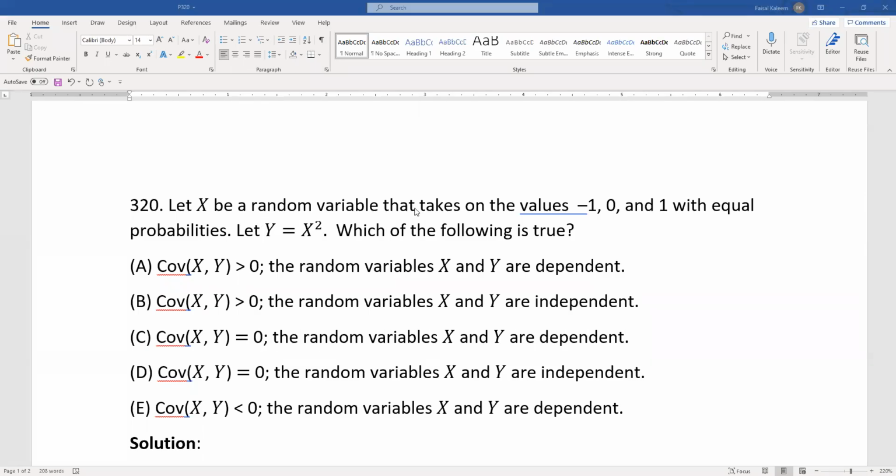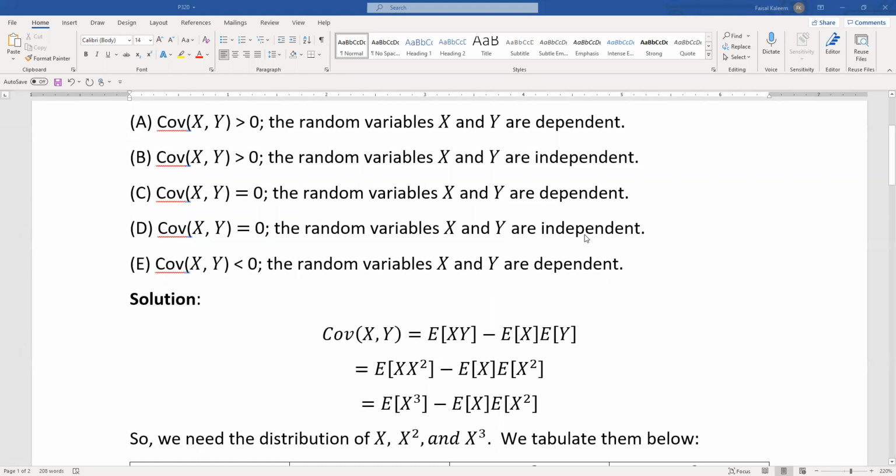Let x be a random variable that takes on values -1, 0, 1 with equal probabilities. Since there are just three values with equal probabilities, each has probability 1/3. Y is equal to x squared. Which of the following is true?